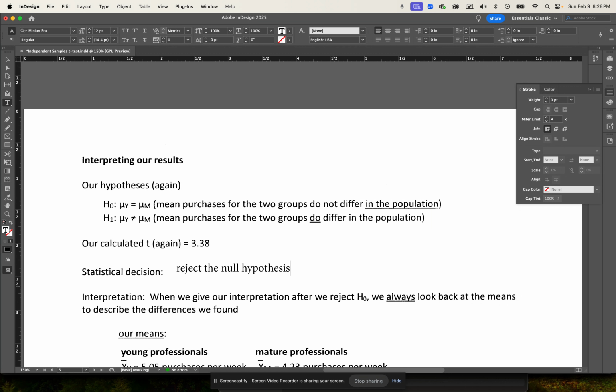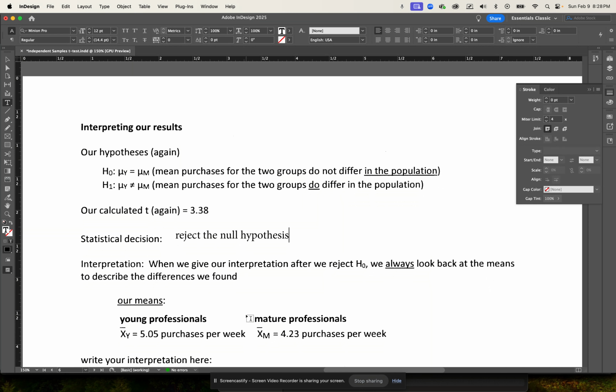And when we reject the null hypothesis, when it comes to looking at means, we always look back at the means to describe the difference. So here's what we got, if you recall. It was 5.05 for the young professionals, and then we have 4.23 for the mature professionals.